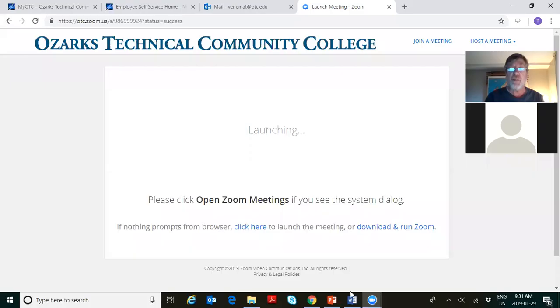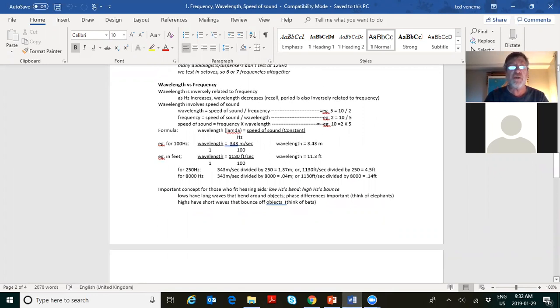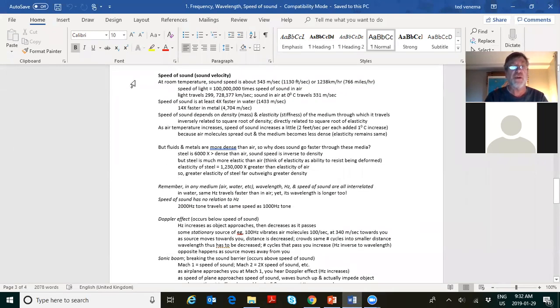So if I pull up the notes, you've seen all of this last week, wavelength and speed of sound on the bottom here. And then we continued on to page 3, and we talked about the speed of sound and the speed of light. We made comparisons, and we talked about how the speed of sound depends on the density and the elasticity, in other words, the mass and the stiffness.